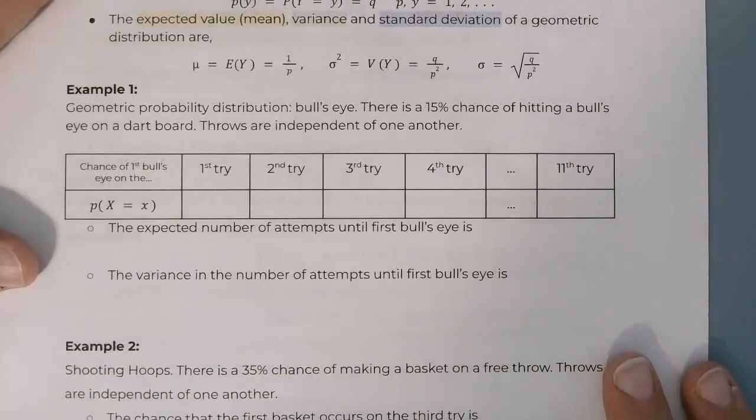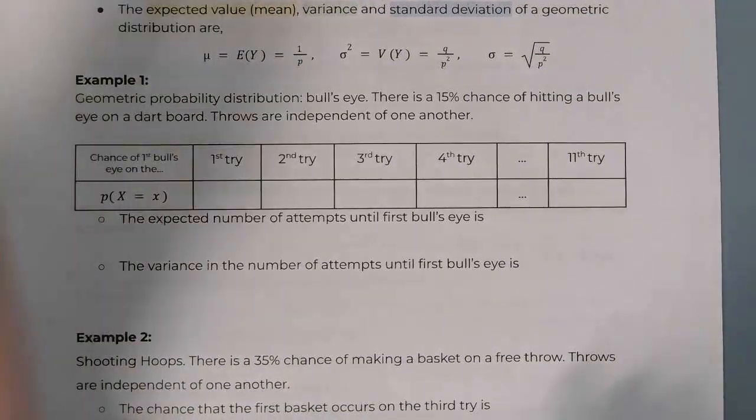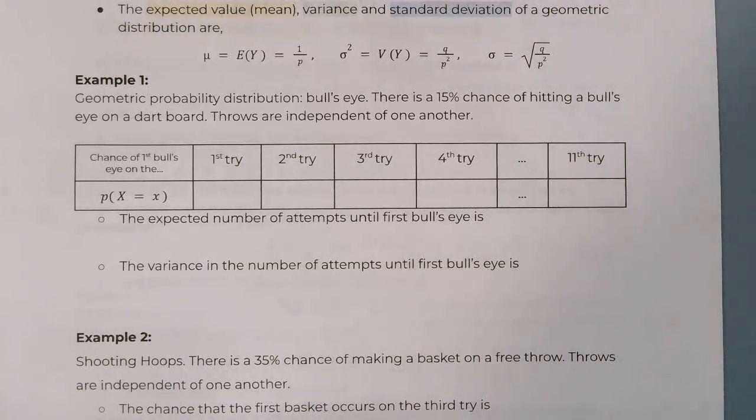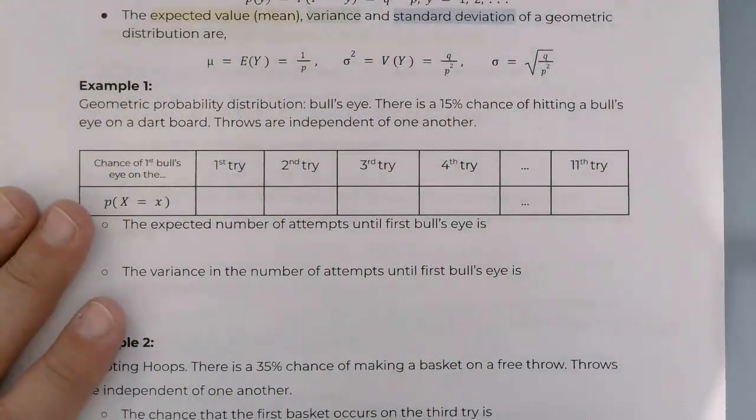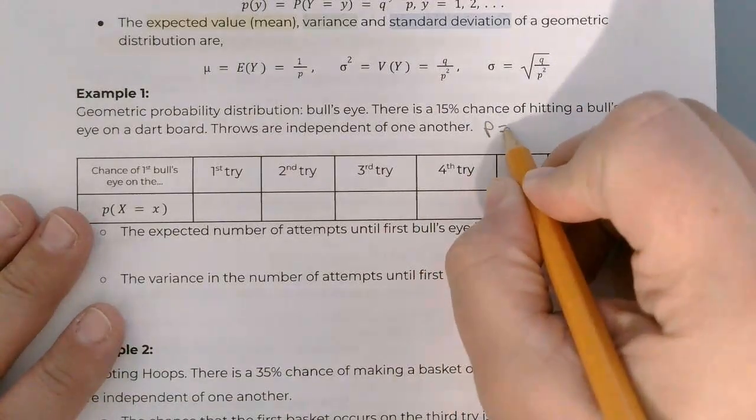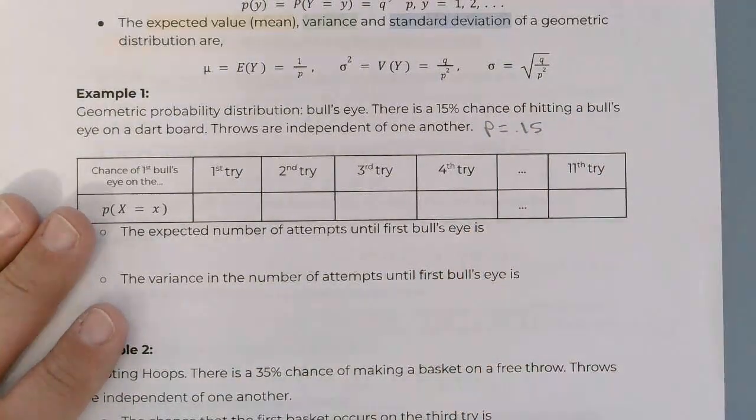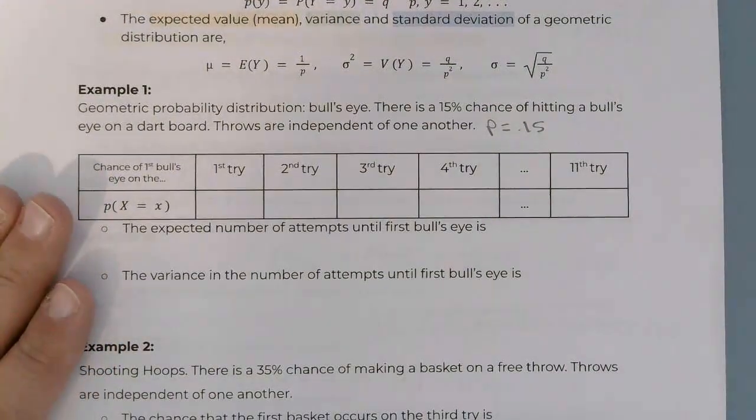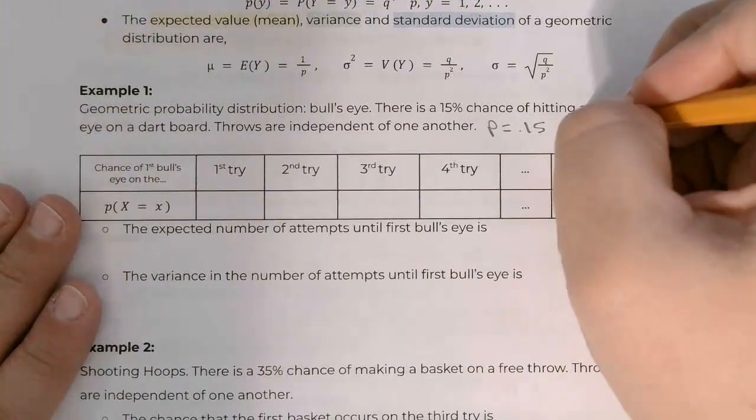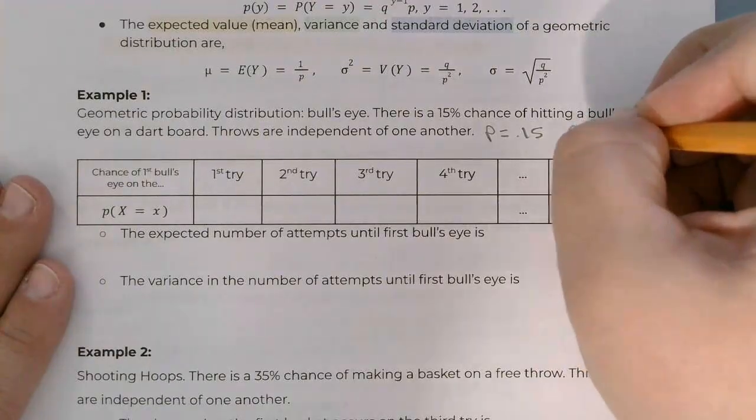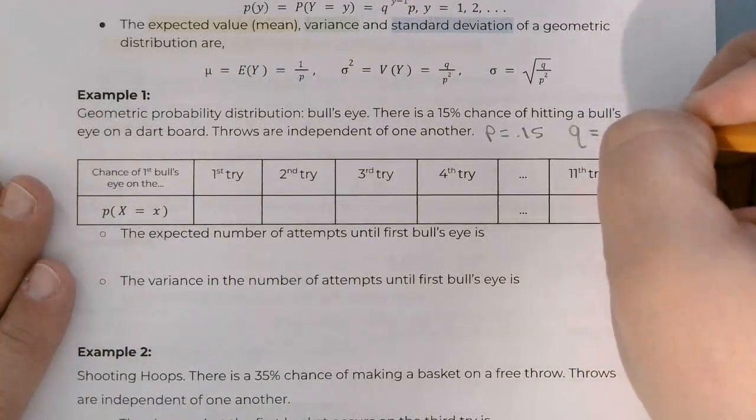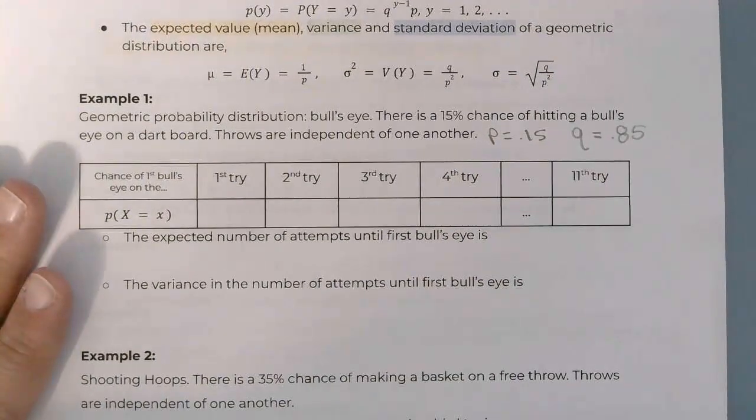Here we have a bullseye. There is a 15% chance of hitting a bullseye on a dartboard. We're counting this as binomial because you either hit it or you don't hit it. So there's a 15% chance that you do hit it, so p is 0.15. If we take that number and subtract it from 1, we get the probability that you're going to miss the bullseye, and that gives us 0.85, or an 85% chance that you miss.